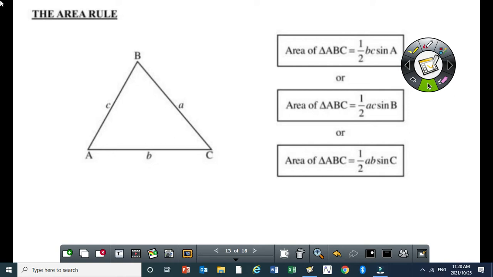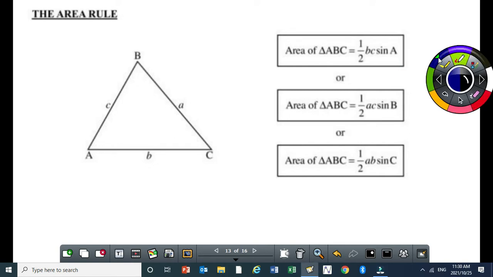So the area rule can be used to determine the area of a triangle if you know one angle and the two sides that form that angle. So you won't need the height at all. You just have to know one interior angle and the length of the sides that form that angle. According to the area rule, it can be written in three ways.